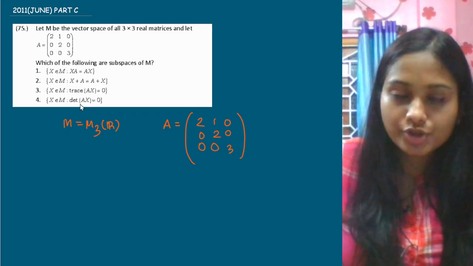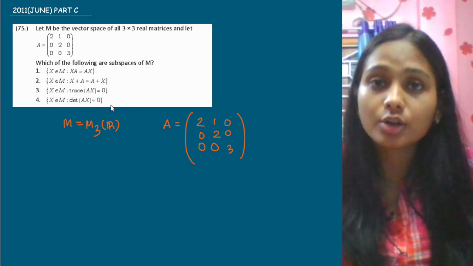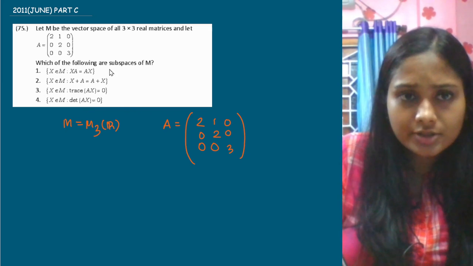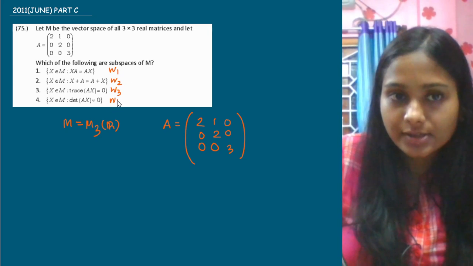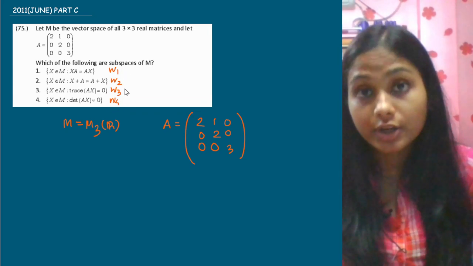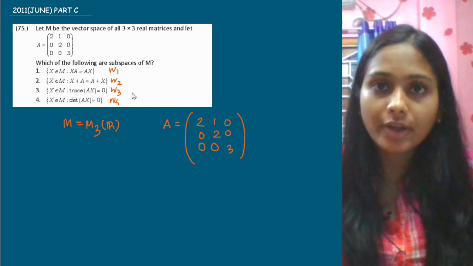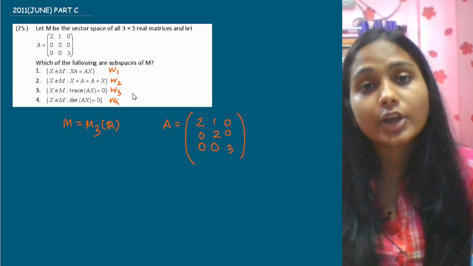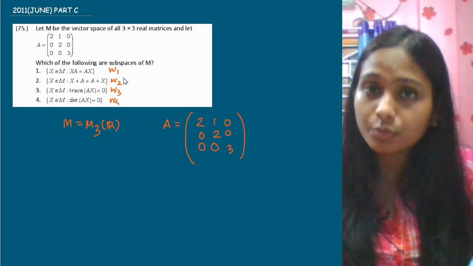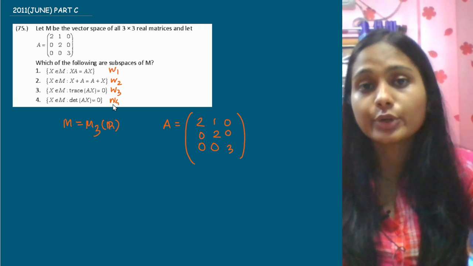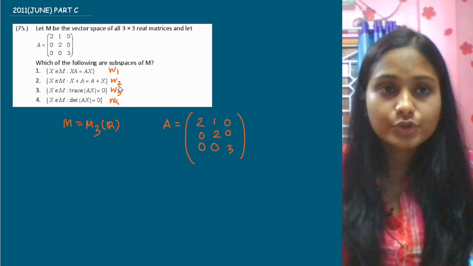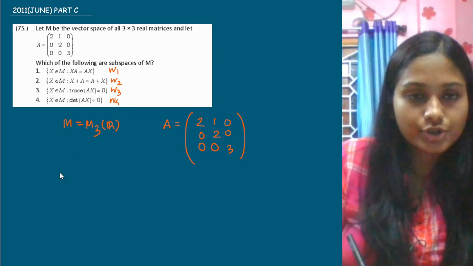There are 4 options. Let us name them W1, W2, W3 and W4. If any one of them is a subspace of M3R, we are going to prove it, and if any one of them is not a subspace, then we are going to produce a counter example. So let us see the first option.